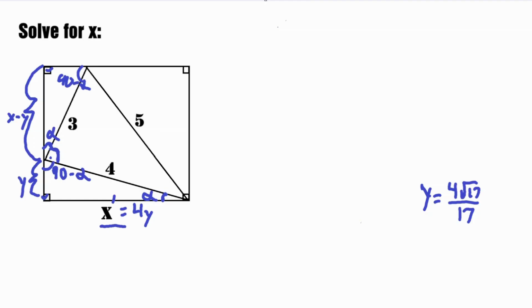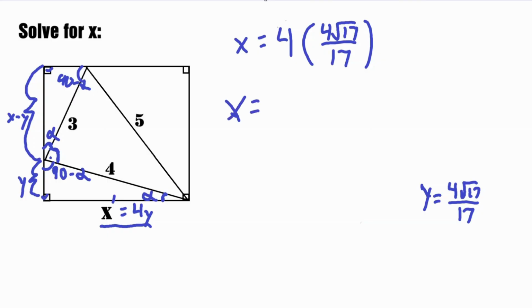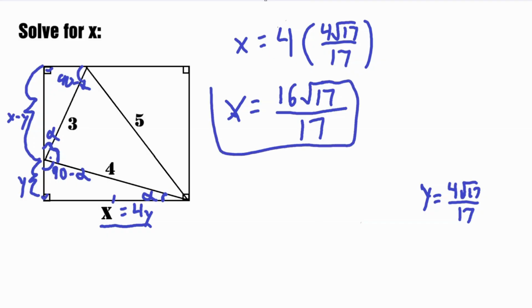And since x is equal to 4 times y, that means we can simply multiply this value by 4. So this means that our final value of x is equal to 16 square root of 17 over 17. And that is our final value. Okay, so we solved this problem.